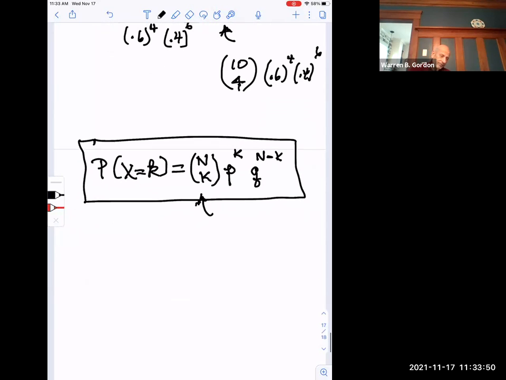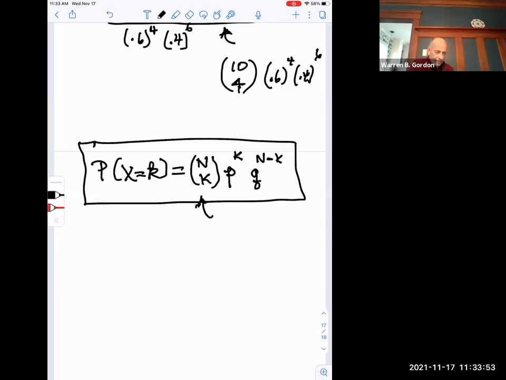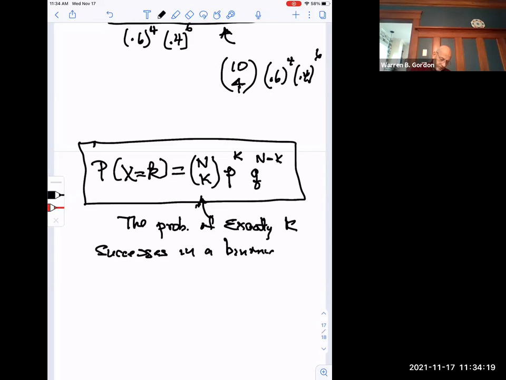So this is the probability of exactly K successes in a binomial distribution with success probability P. So we have a binomial distribution.